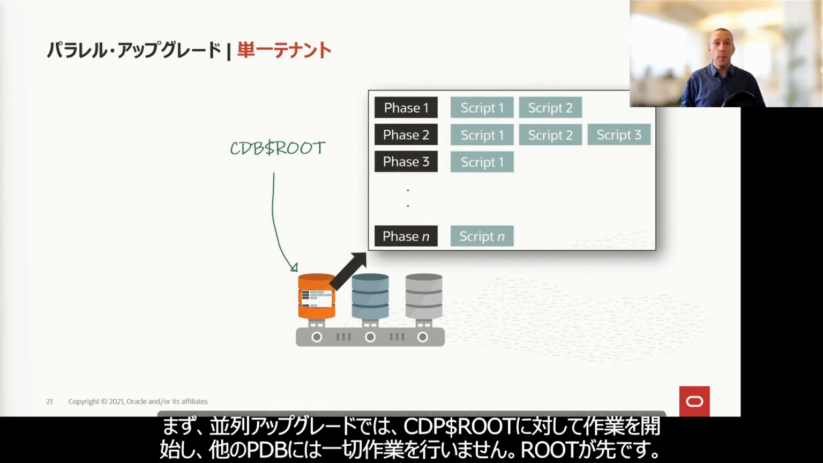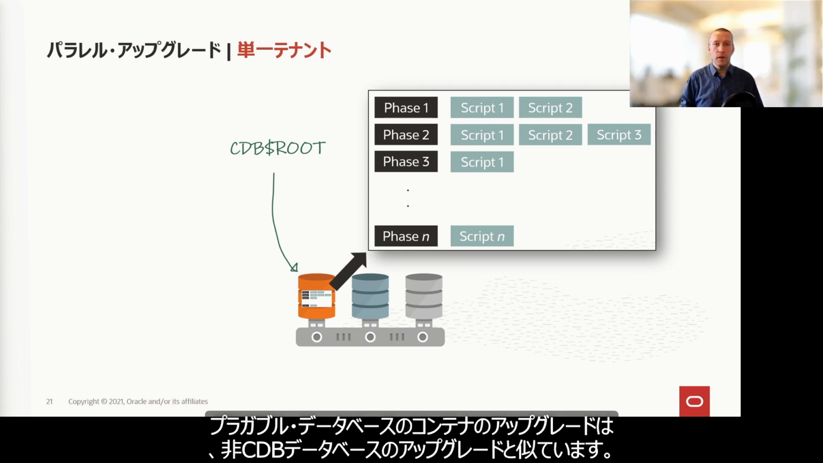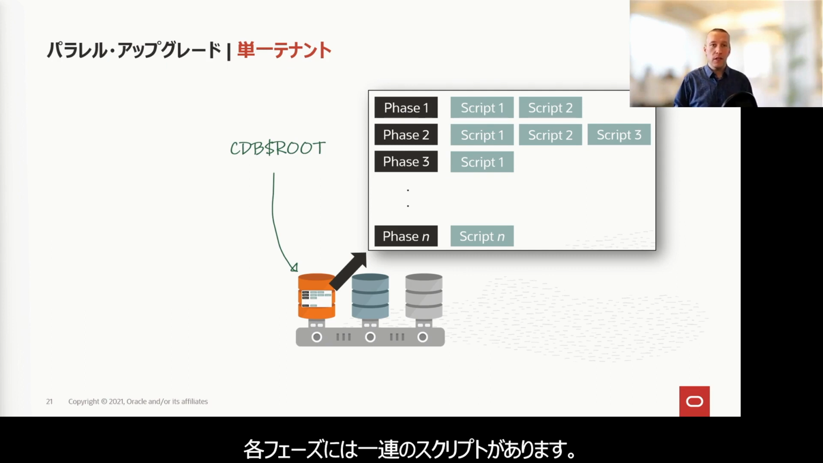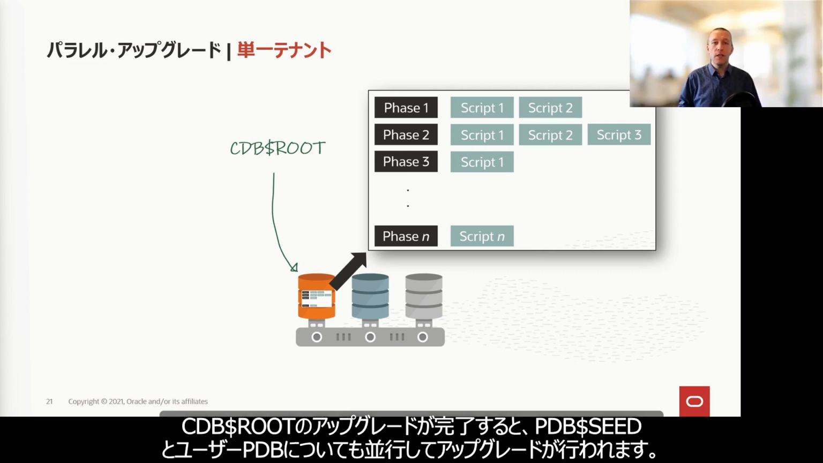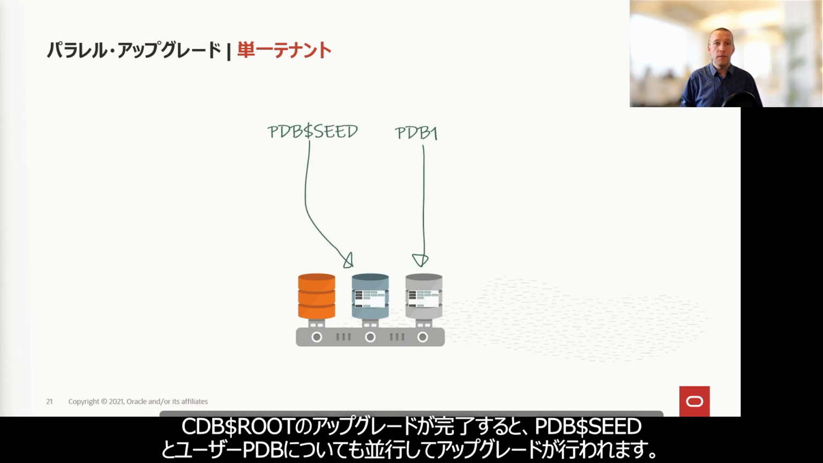First, the parallel upgrade will start to work on CDB $root and none of the other PDBs. We have to upgrade root first. The upgrade of a container of a pluggable database is similar to the upgrade of a non-CDB database. There is a set of phases that contains a set of scripts. When the upgrade of CDB $root has been completed, the parallel upgrade will continue with PDB $seed and the user PDB.